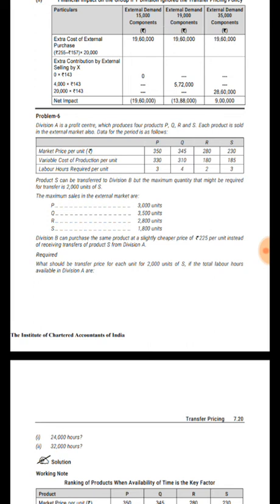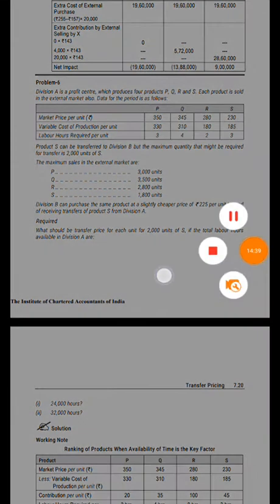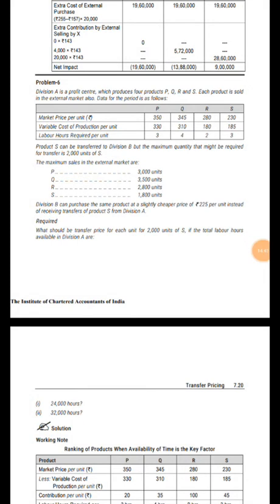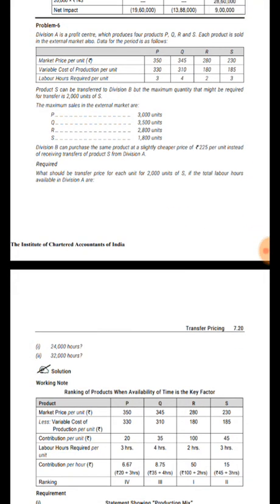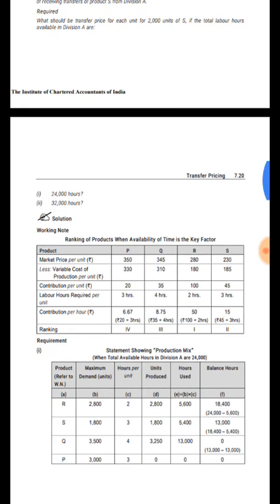Then for PQRS, external market sales are 3,000, 3,500, 2,800, 1,800 respectively. Then division B can purchase the same product at a slightly cheaper price of rupees 225 per unit instead of receiving transfer of product S from division A. Required: what should be the transfer price for each unit for 2,000 units of S if the total labor hours available in division A are 24,000 hours or 32,000 hours.